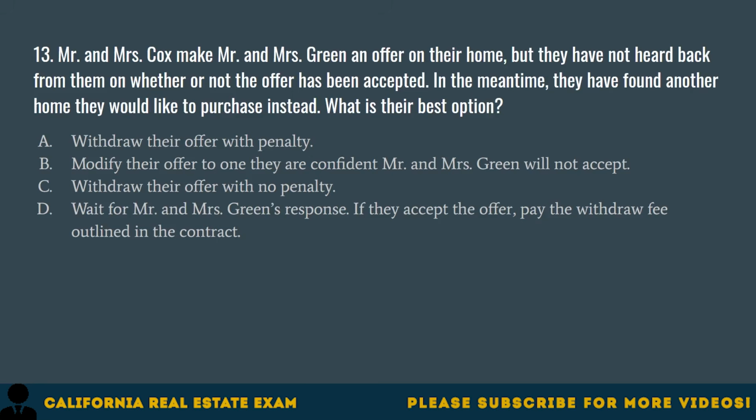Question 13. Mr. and Mrs. Cox make Mr. and Mrs. Green an offer on their home, but they have not heard back from them on whether or not the offer has been accepted. In the meantime, they have found another home they would like to purchase instead. What is their best option? A. Withdraw their offer with penalty. B. Modify their offer to one they are confident Mr. and Mrs. Green will not accept. C. Withdraw their offer with no penalty. D. Wait for Mr. and Mrs. Green's response. If they accept the offer, pay the withdrawal fee outlined in the contract. The correct answer is C. Withdraw their offer with no penalty.